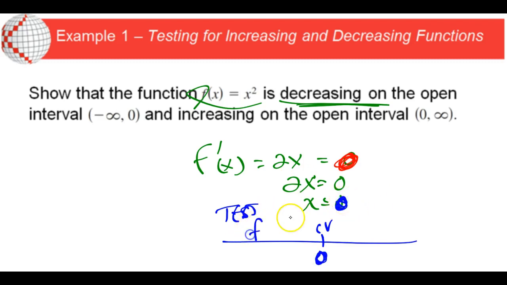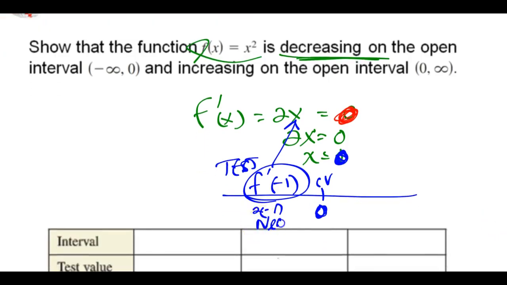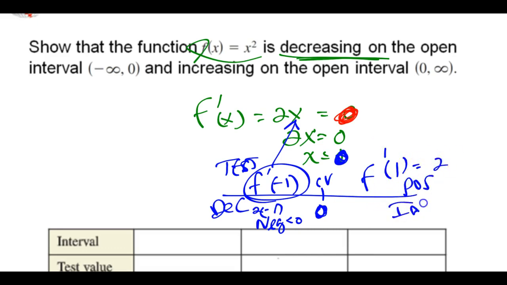So the test may be f prime of, let's just go, -1. That's to the left of 0. Then you take this and plug it into the derivative. 2 times -1 is truly a negative number. And because it's negative, or less than 0, we know that this is decreasing. Then we could run a test over here. This is equal to 2. And since it's positive, this side is increasing.